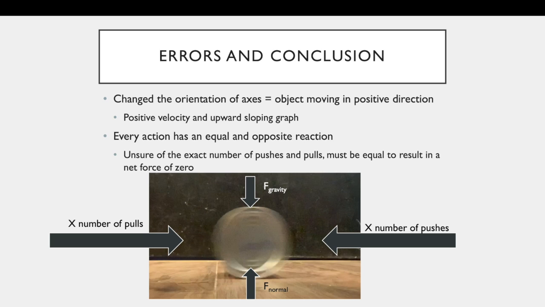In regard to the number of pushes and pulls being applied to the can, we do not know the exact number beyond the force of gravity and the normal force. However, according to Newton's third law, every action has an equal and opposite reaction, so we do know that an equal number of pushes and pulls takes place in order to result in a net force of zero and a constant velocity.